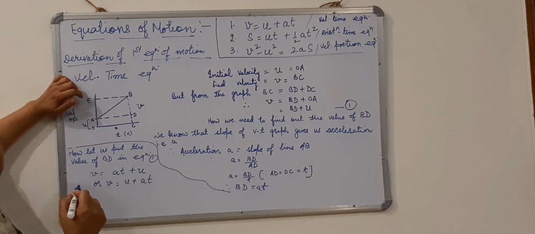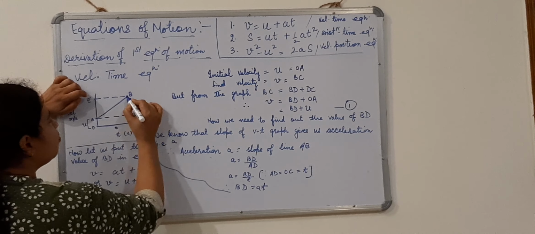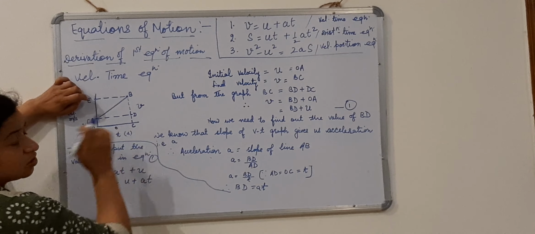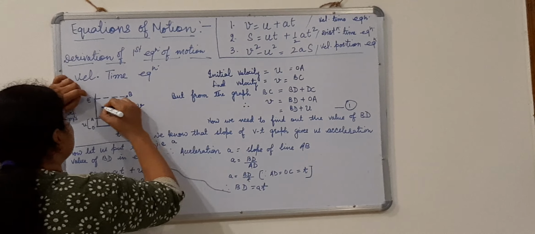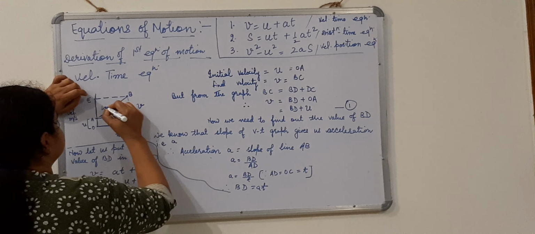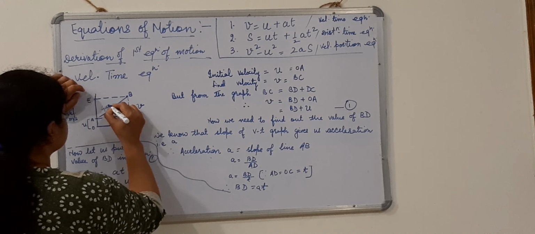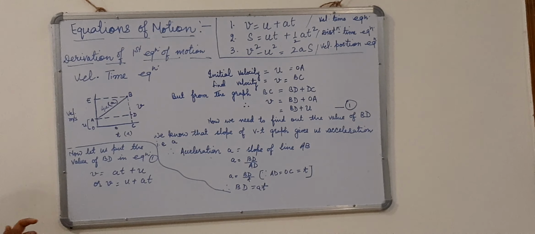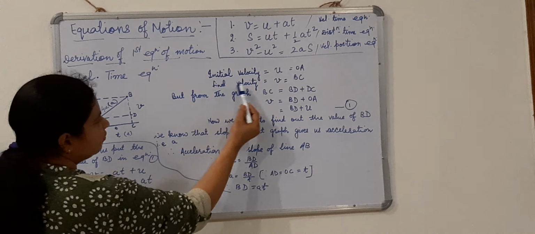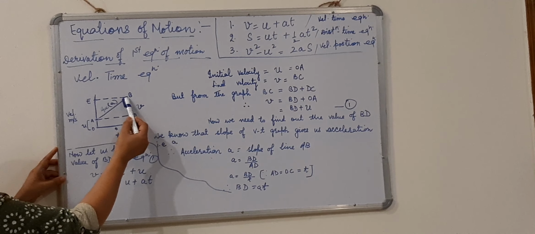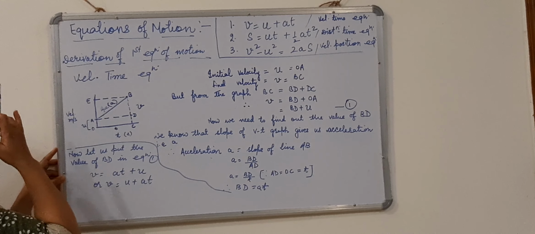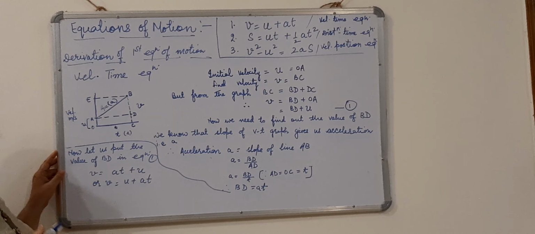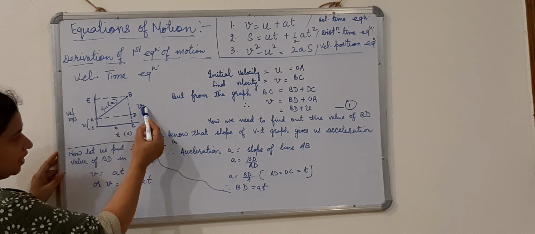That means if the velocity is changing, the slope drawn on the velocity-time graph gives us the acceleration, which we can denote as small a. We know that the object has not stopped up to point B; it has moved with the final velocity V.